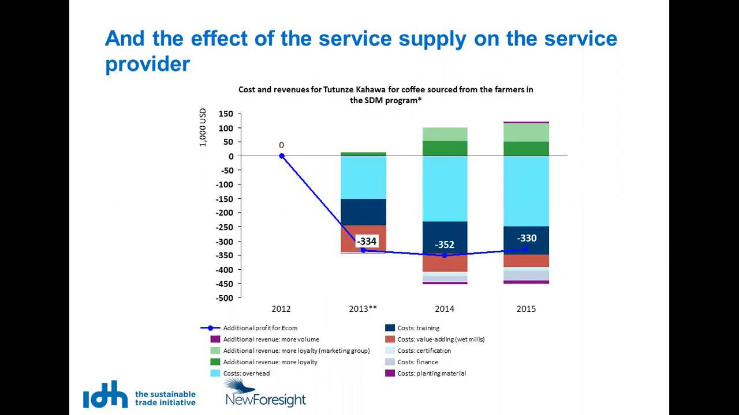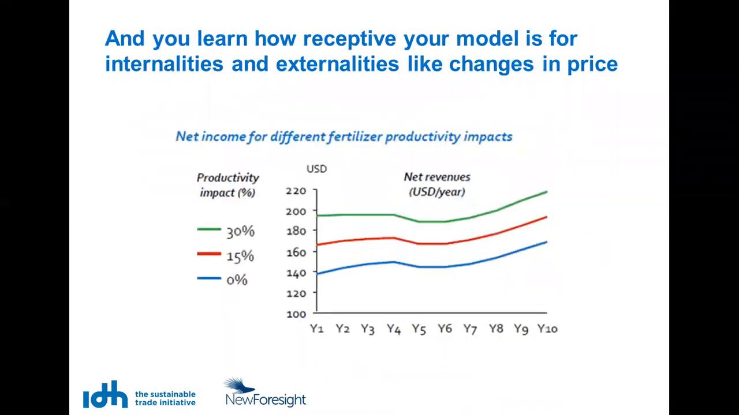There is an outlook in the future with an upscaling that it can become profitable. Besides looking at the effect on the service provider, the analysis also allows you to understand how receptive your model is for internalities, but also for externalities like changes in price. So what if the effect of fertilizer is higher? What's then the result on the net income? What if it's lower?